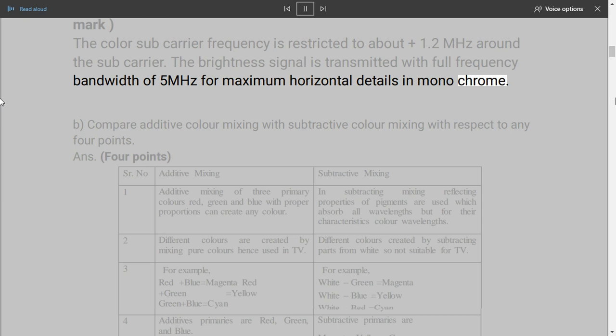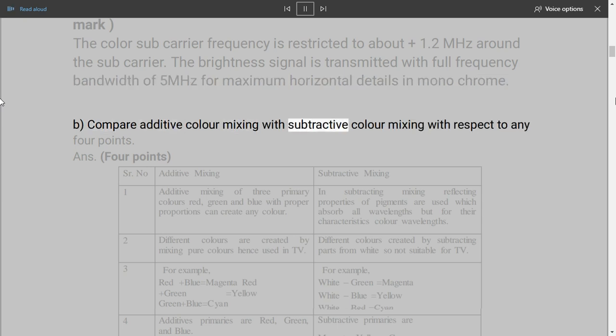B. Compare additive color mixing with subtractive color mixing with respect to any 4 points. ANS, 4 points.